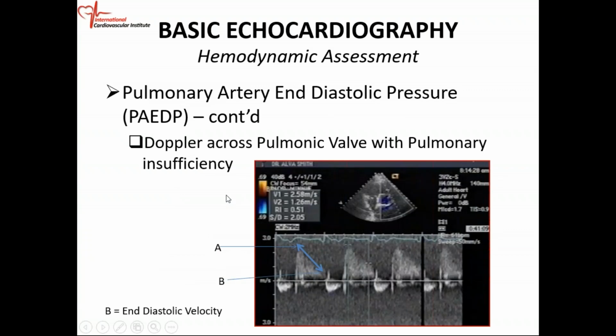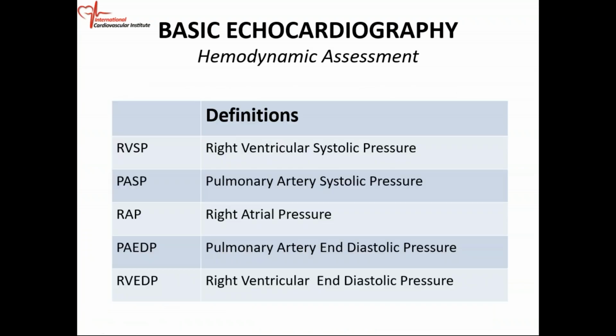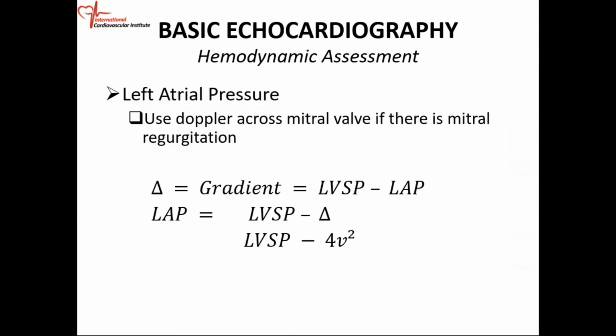Okay, so when you get your PI envelope or your pulmonary regurgitation envelope, it is the end diastolic velocity you're going to use. Okay, you have an early velocity and you have an end diastolic velocity. It's the end diastolic velocity you want to use for that. Okay? These are the definitions for the terms. All right. What about left atrial pressure?